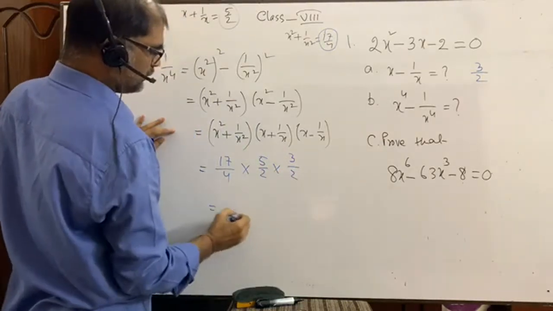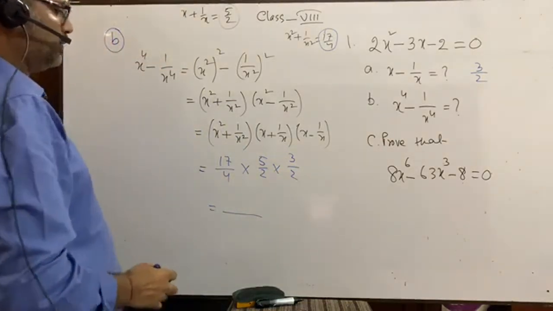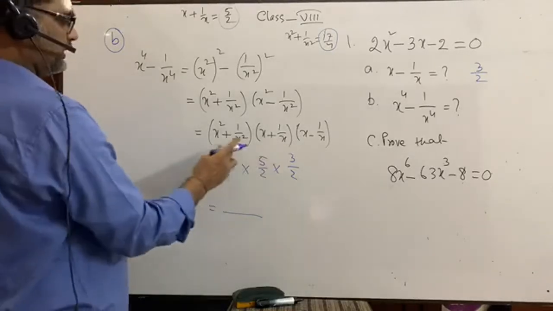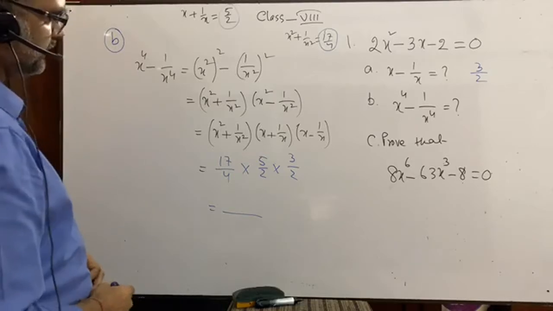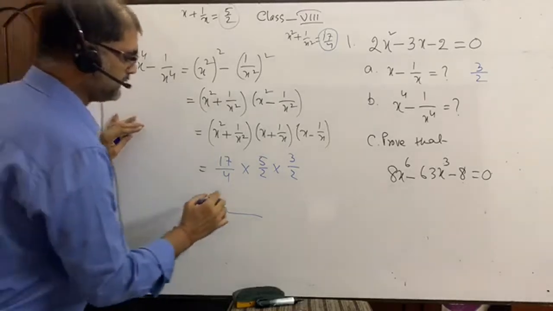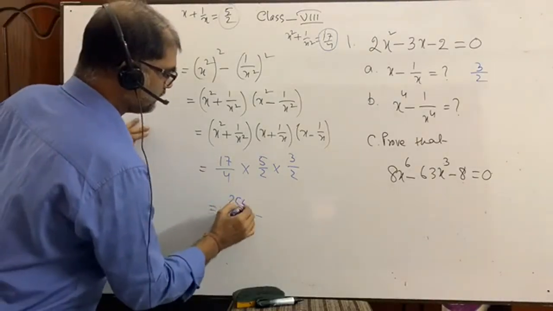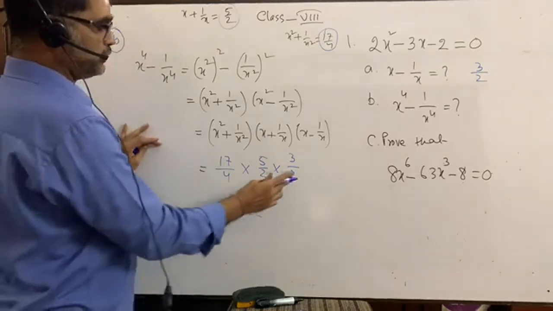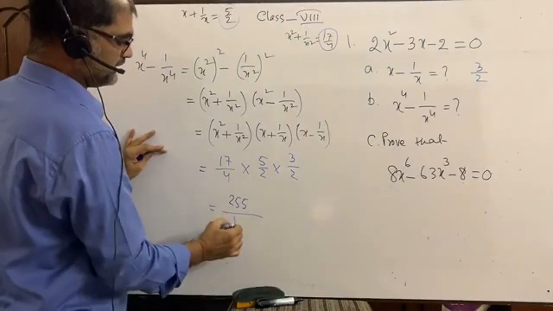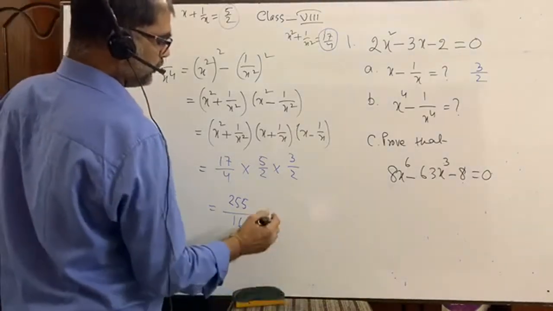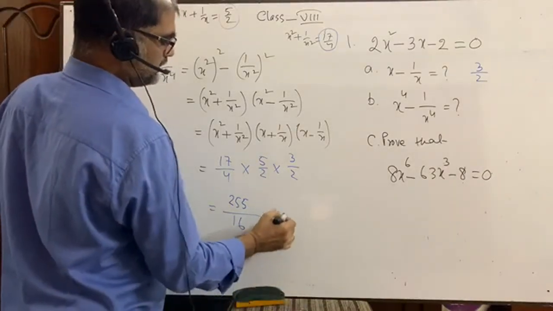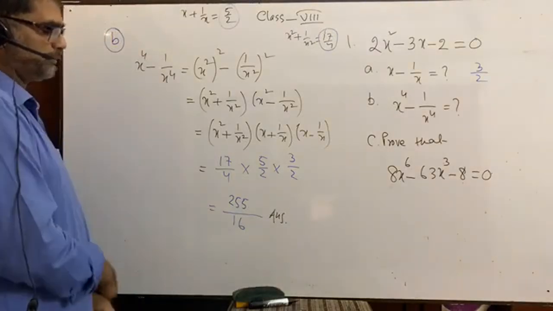Now use your calculator. 3 17 is 51. 51 into 5. 5 1 is 5, 5 5 is 25. That is 255 by 2 to the 4. 4 4 is 16. That is our answer. So we have got our answer, right? Answer is 255 by 16.